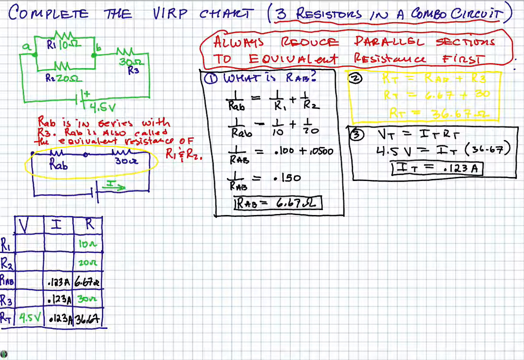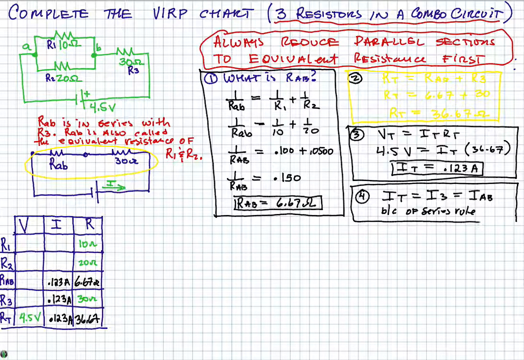Okay, so I should write that down. Let's do that as step 4. I know that IT is equal to I3, which is equal to IAB. And because of the series rule, resistor 3 and equivalent resistance AB are in series with one another. Okay, so moving along, step 5. That sounds like we're halfway through.